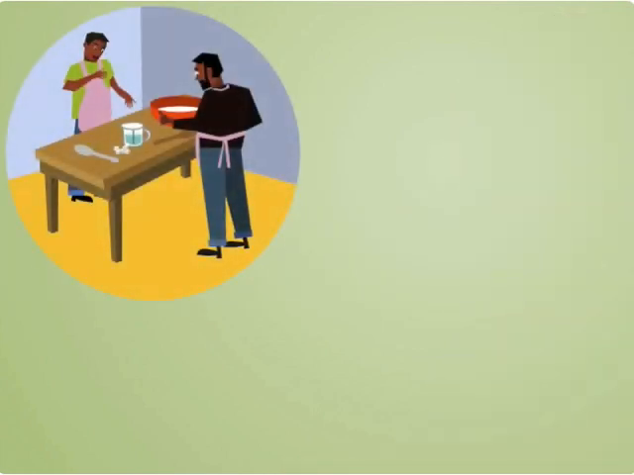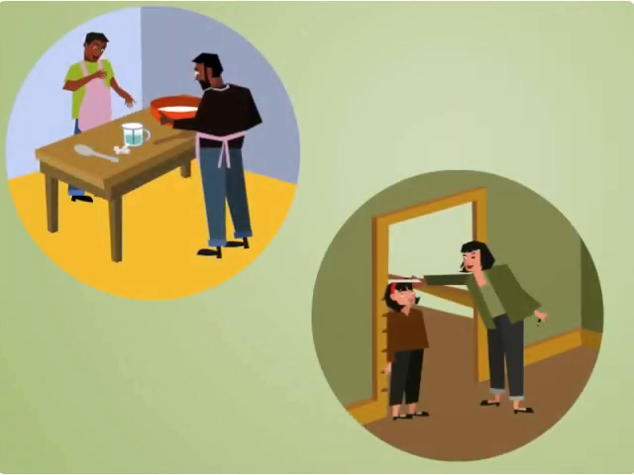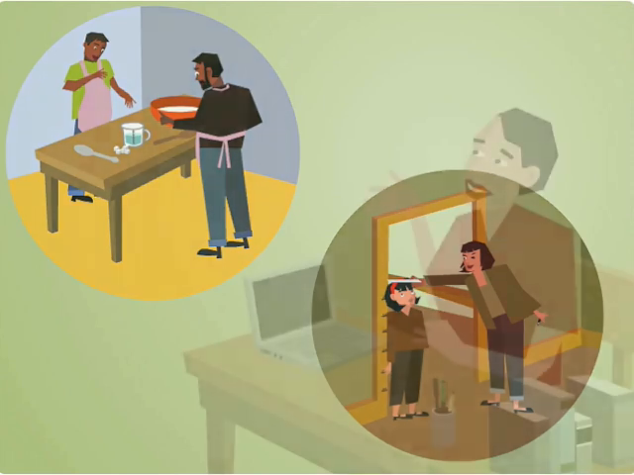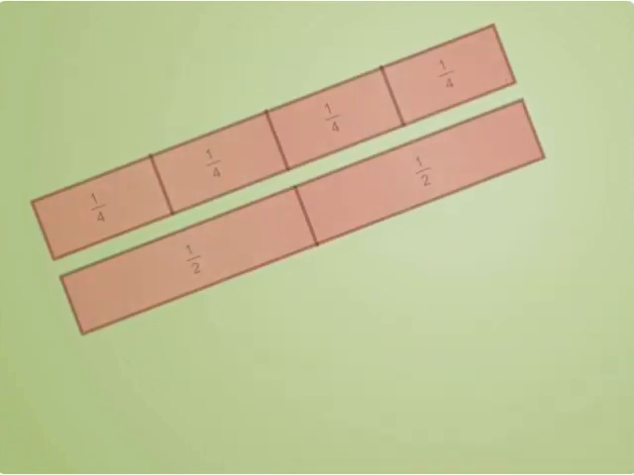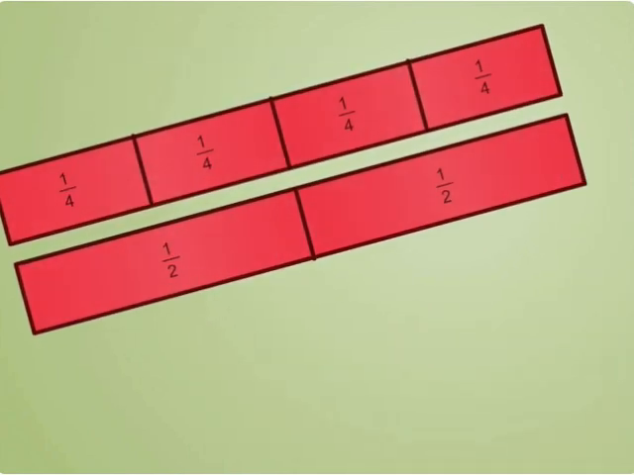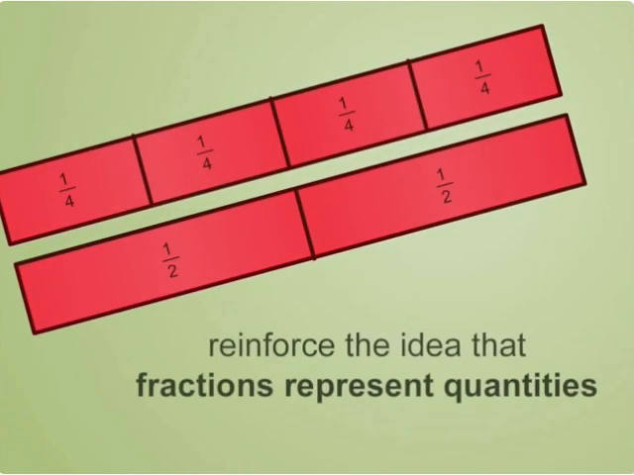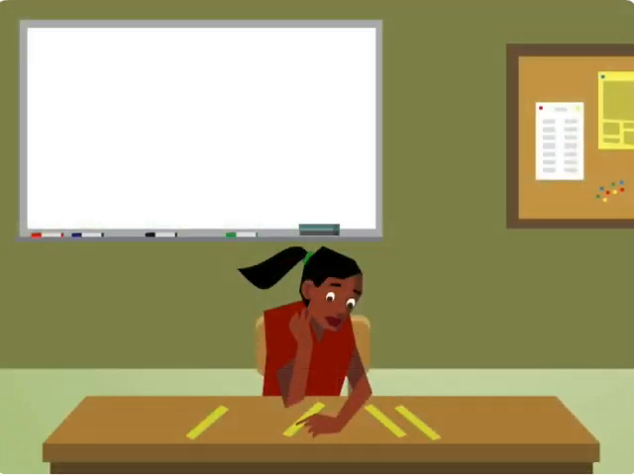Measurement activities are a good place to start because many students already have informal experiences to build on, such as working with recipes or measuring heights. Teachers can point out that fractions allow for more precise measurement of quantities than do whole numbers, and then measure objects using fractional parts. Practice in measuring with tools such as lengths of paper or fraction strips reinforces the idea that fractions represent quantities.